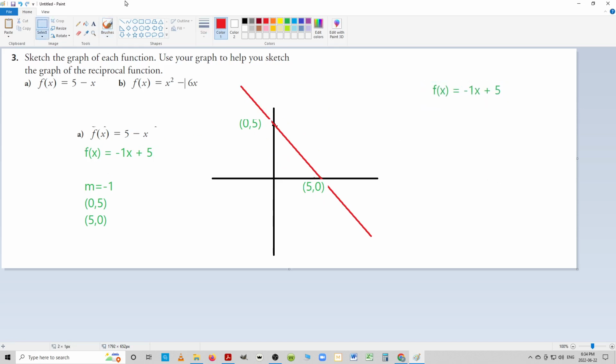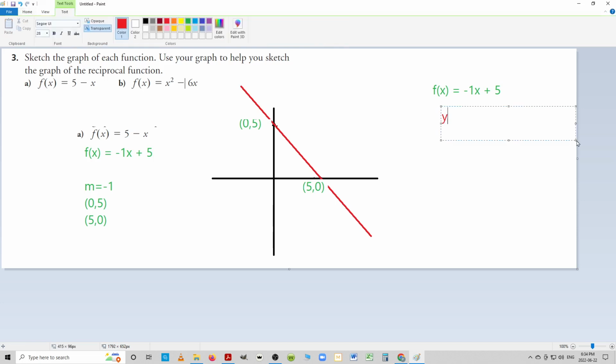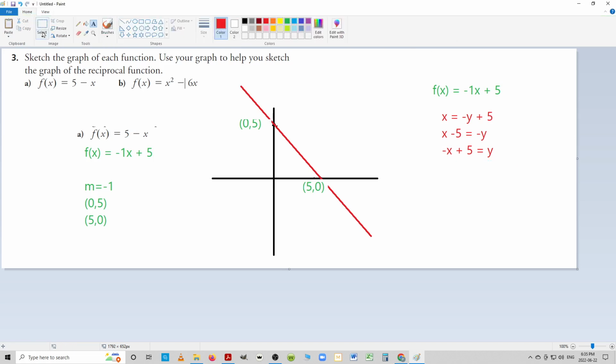But let's do the old algebraic way of doing the reciprocal. First of all, switch to y's. y is equal to minus x plus 5. Next, switch your y's and your x's. Now isolate your y. So you get x minus 5 is equal to negative y. Divide both sides by minus 1. You get minus x plus 5 is equal to y. Interesting about this one, the reciprocal of this line is its own reciprocal. And that's because the slope is negative 1 and because the point it goes through is symmetric. It's kind of a weird and stupid one that they gave us, and I'm sad that they gave it to us. What about this one?